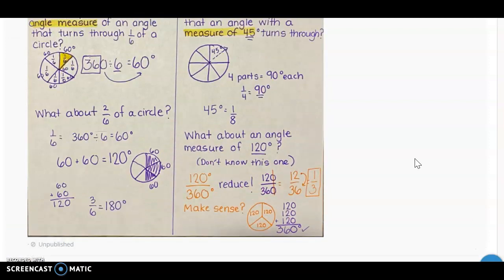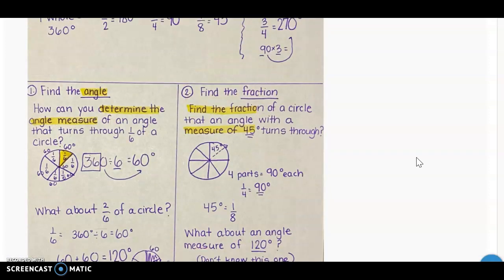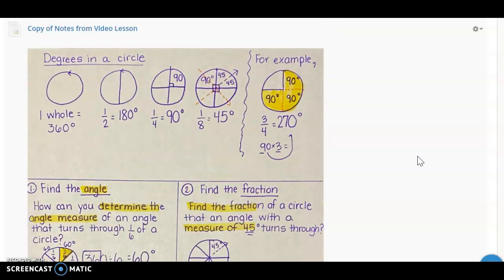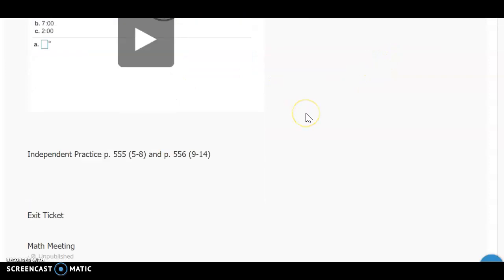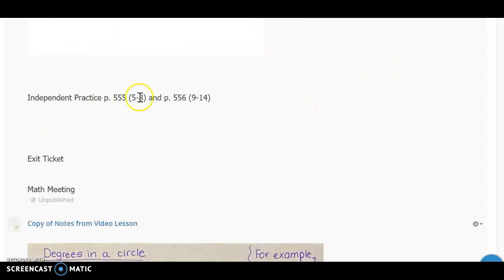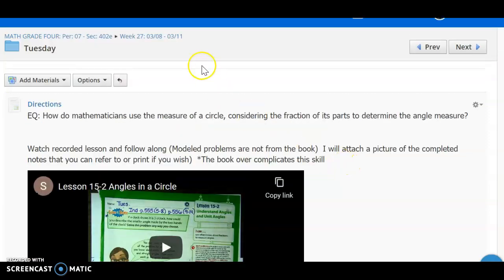Please watch the video first. If you do not, this is going to look very complicated and not make a whole lot of sense. After that, you have a second video to watch. This is one that my students and I created last year, and it reviews angles looking at a clock face. You do have some independent practice from the book, and we will meet at 2 o'clock after you complete your exit ticket to discuss those problems.